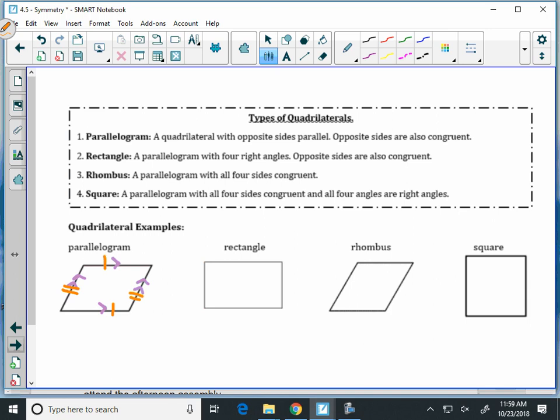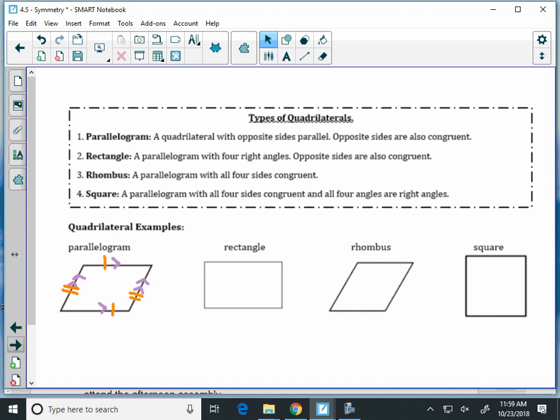The angles are, all 4 angles are not the same. The ones across from each other are the same, but not all 4 of them are the same. So that's important as well. Just the opposite sides and opposite angles. But this and this angle are not the same.